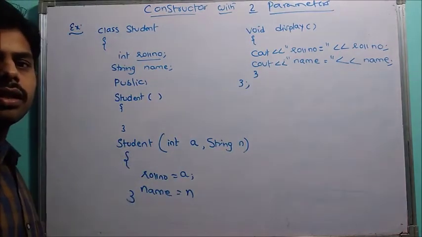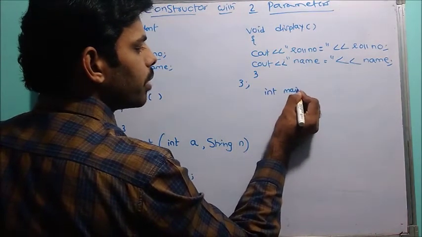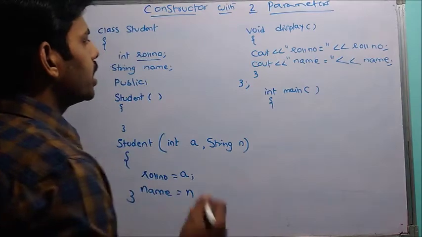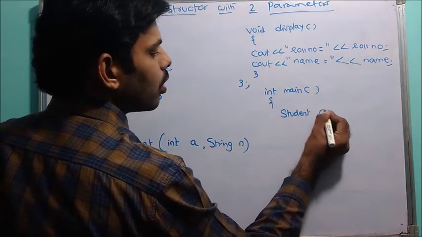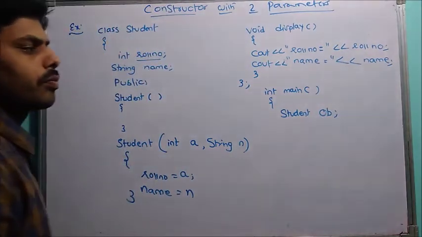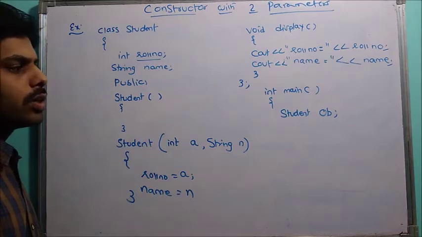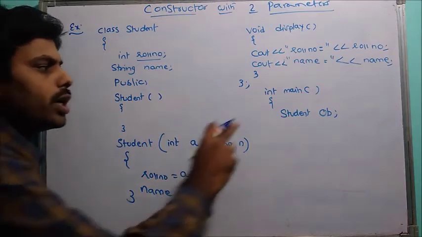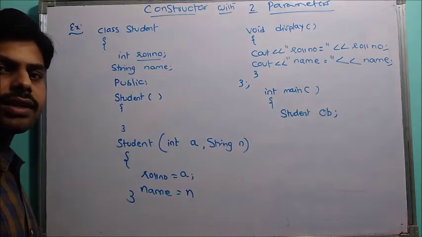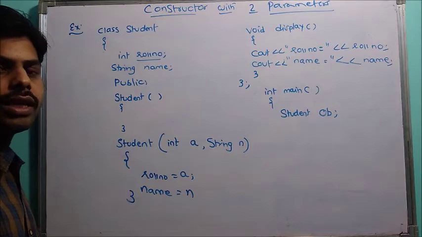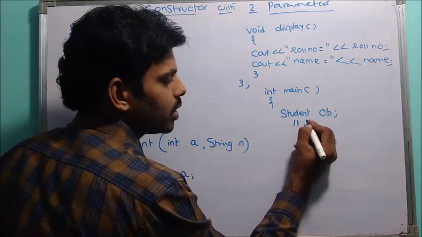Simple. Now write the main function. In the main function, I am creating an object of student. Object is OB. So if you execute this statement, student OB, a new object is created. Whenever a new object is created, the constructor function will be invoked automatically. So the statements are internally executed like that.